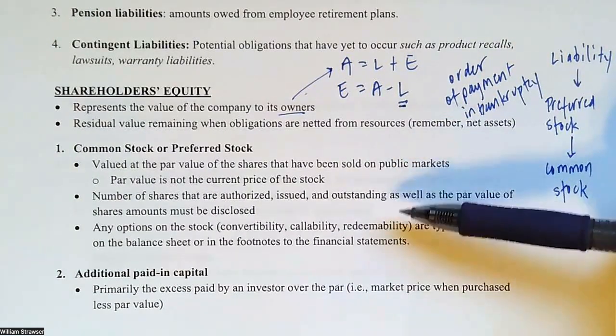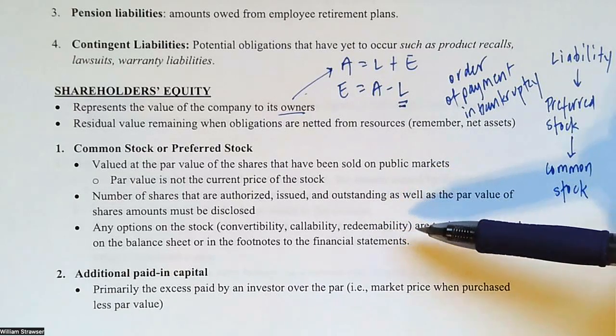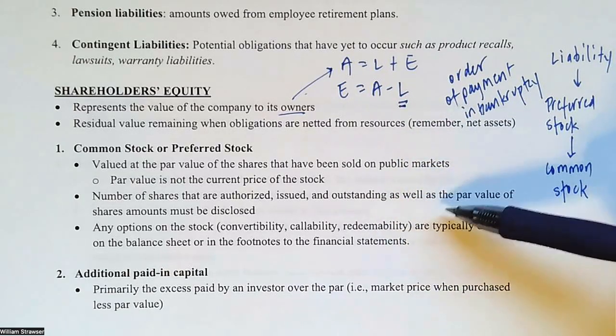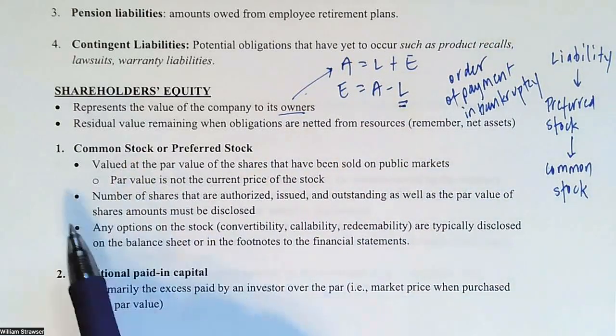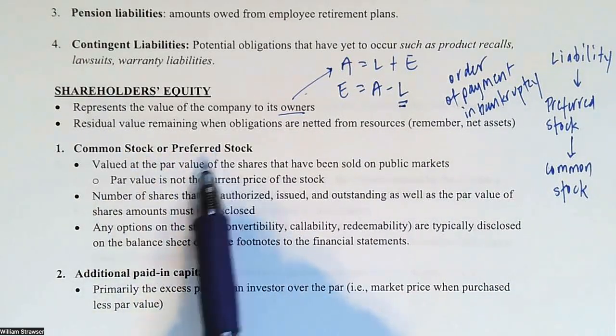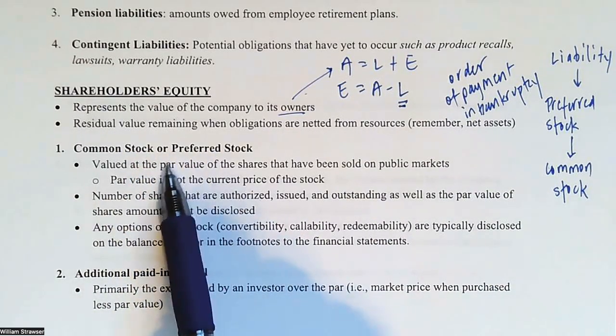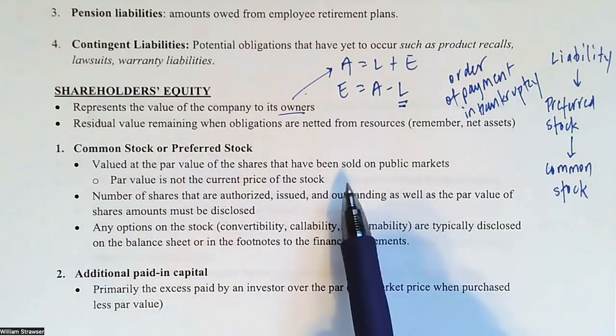Now, common stock or preferred stock, I lump them together. There are differences between them. However, we're not too obsessed with that in this particular chapter. We're more interested in how it's valued. Understand that this account, the stock account, is restricted to par value. So it's valued at the par value of shares that have been sold.